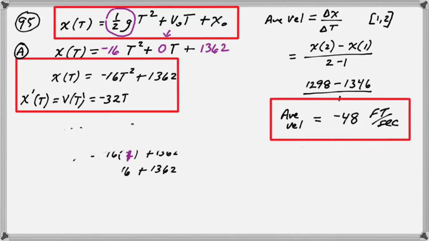Now I'm going to erase some of this over here, which is how I got the numbers, and I'm going to call this my answer for B. That's the average velocity on the interval from 1 to 2.